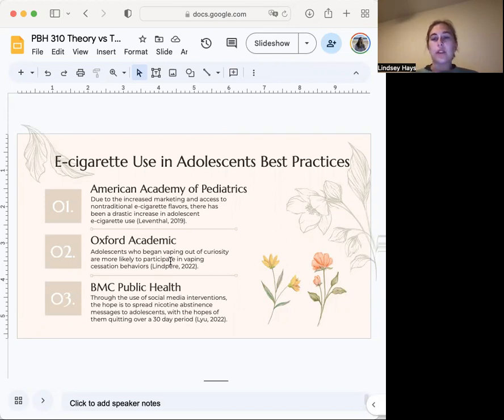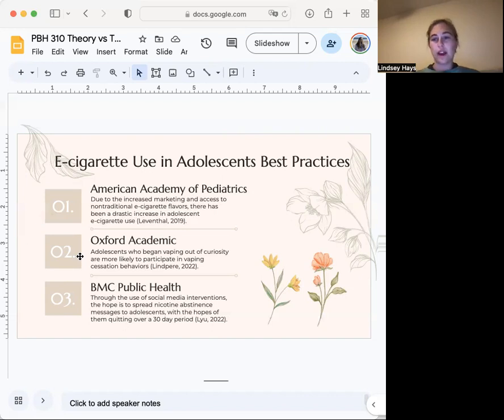Then the Oxford Academic article talks about students who begin vaping out of pure curiosity about what vaping is and seeing their friends do it. They are more likely to participate in vaping cessation behaviors, so quitting vaping, if it's more internal.